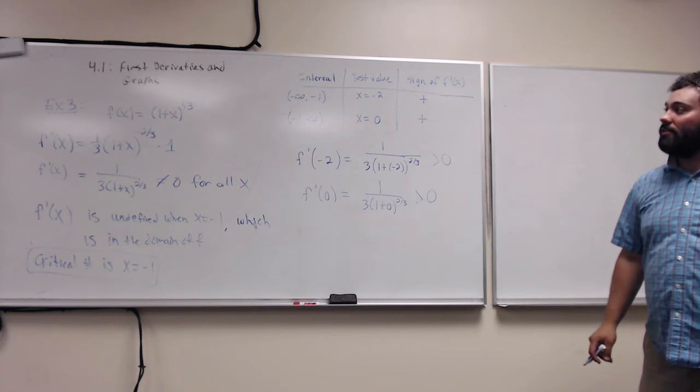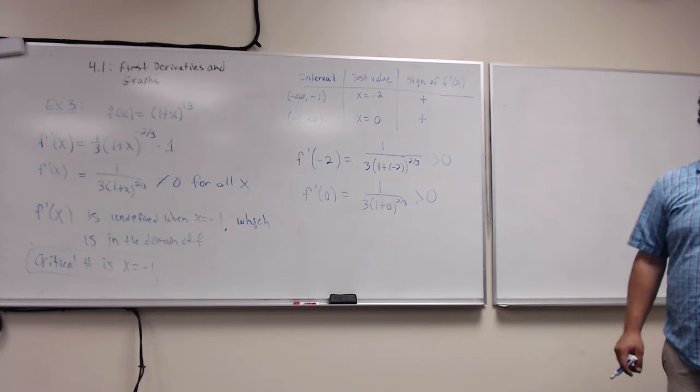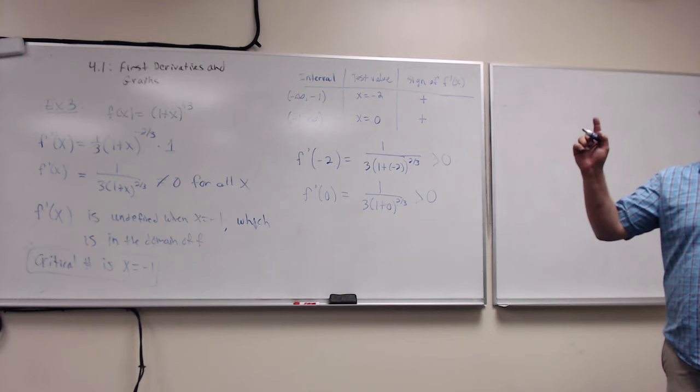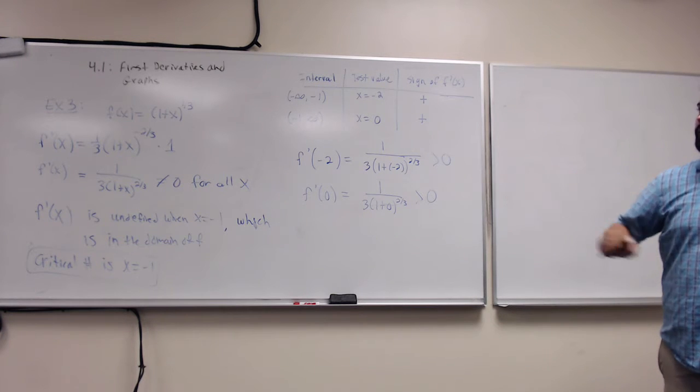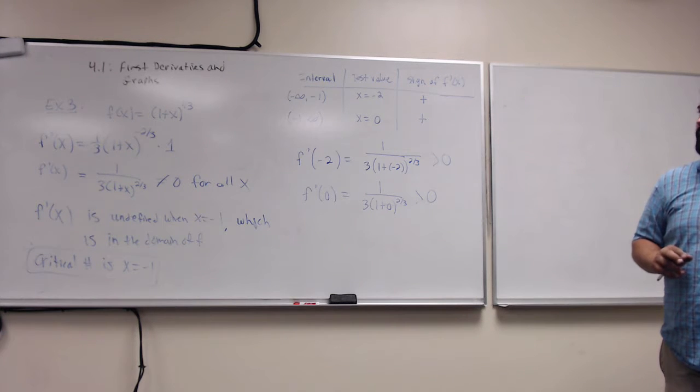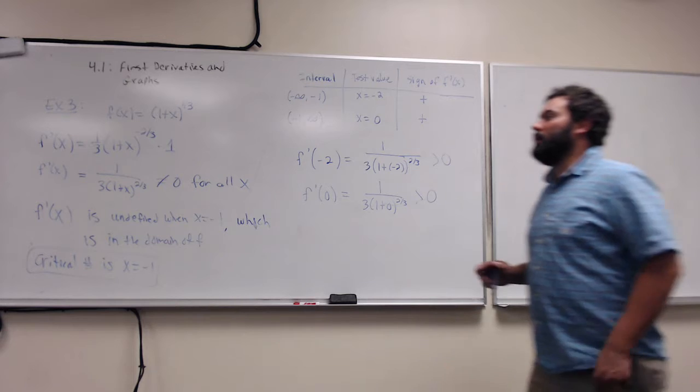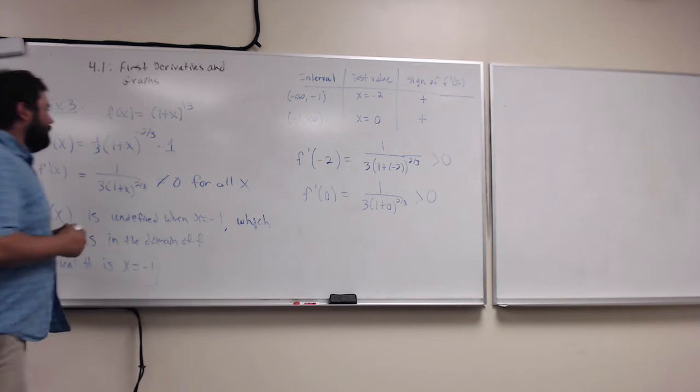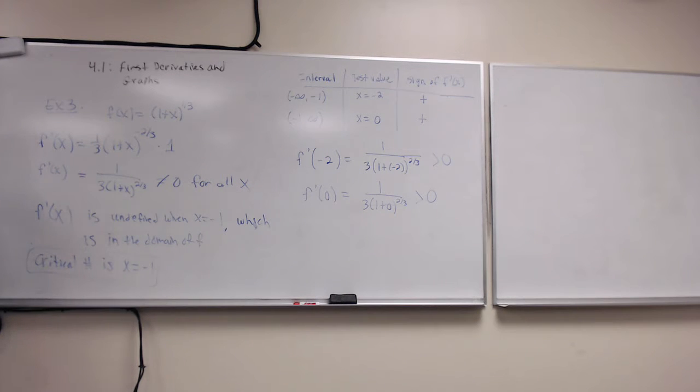So this function is essentially doing what? It is always increasing, except for at one point, the critical value, where the derivative is undefined. You actually get a vertical tangent line there. Generally, if the derivative is undefined, there are a couple things that can happen. Either the original function has a vertical asymptote or a sharp point, or the other possibility is that you have vertical tangent lines.